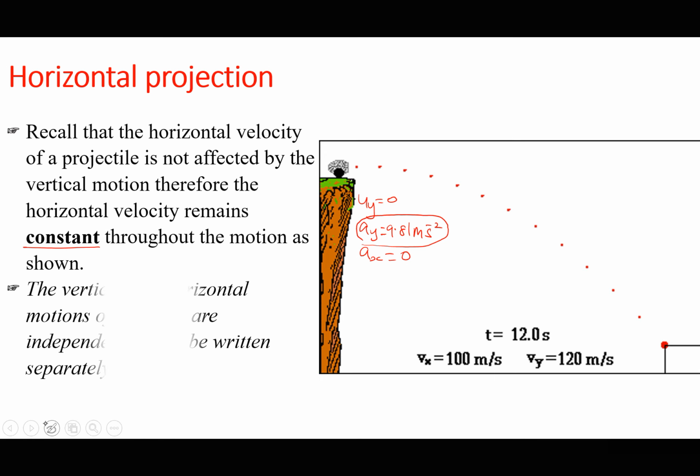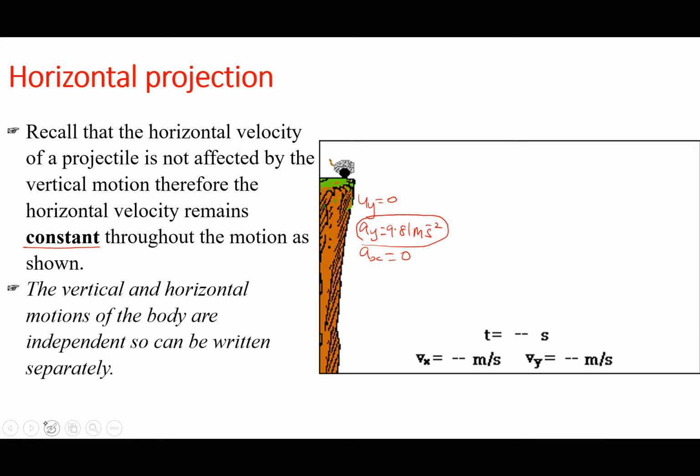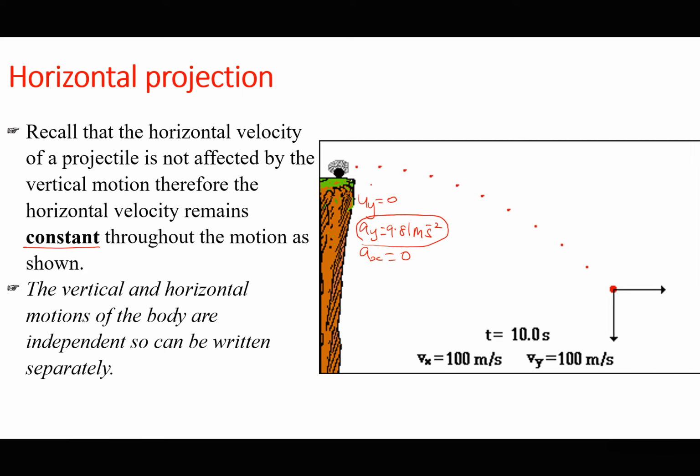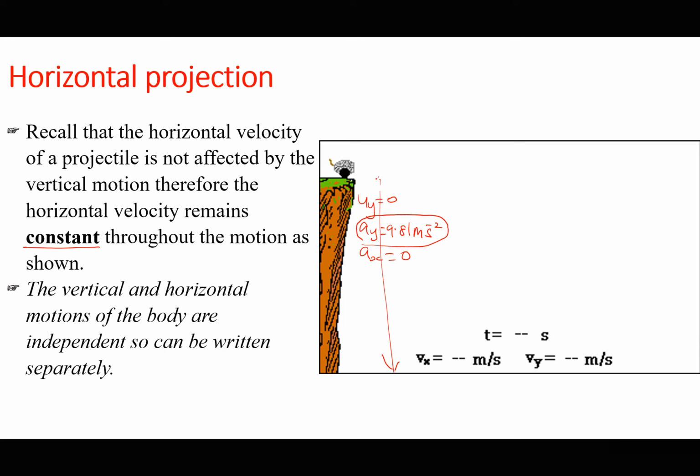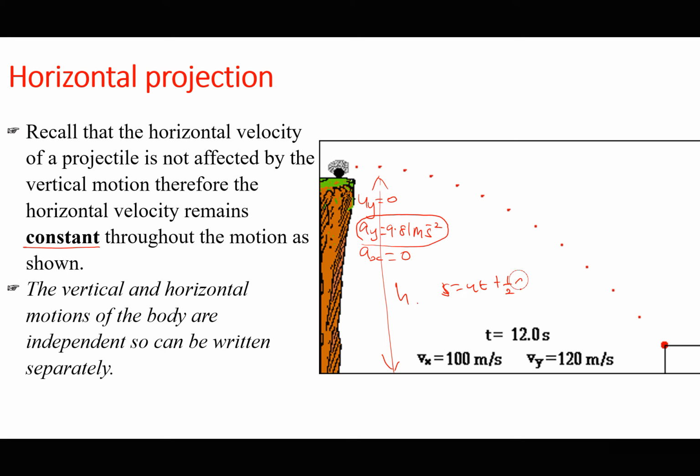But of course, the vertical and the horizontal motions of the body are independent, so we can handle them independently. And we can show that the vertical height H through which the object has fallen, from s equals ut plus half at squared. The vertical distance through which the object falls is H.